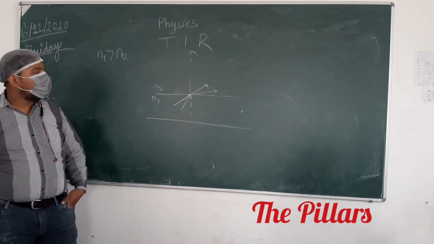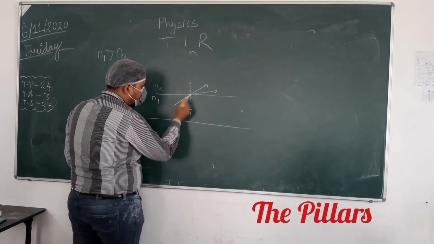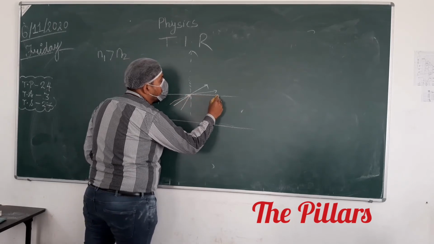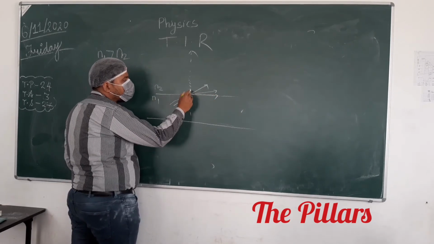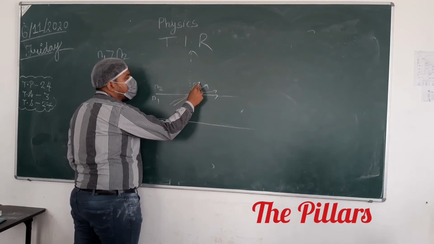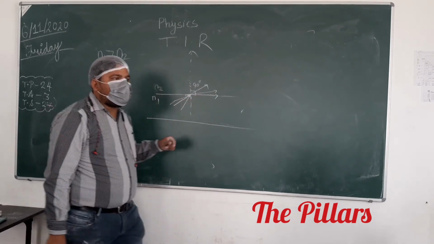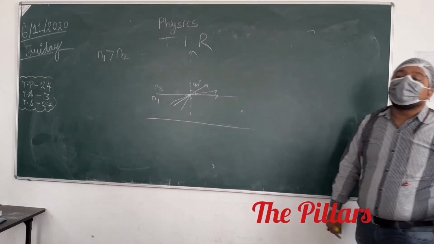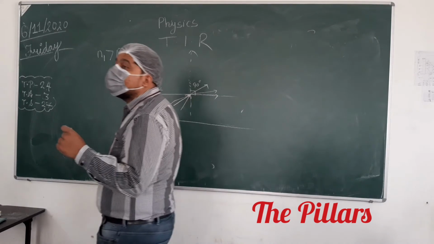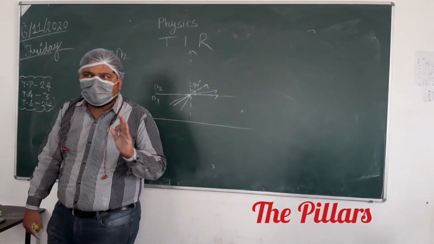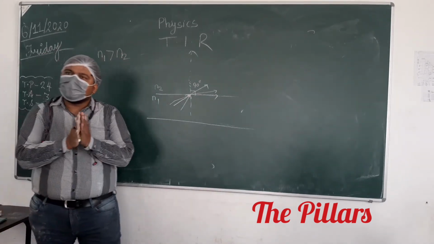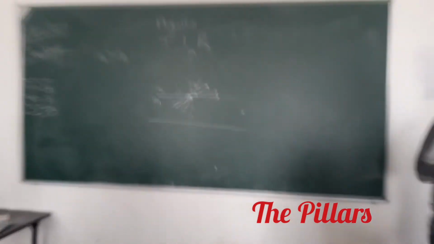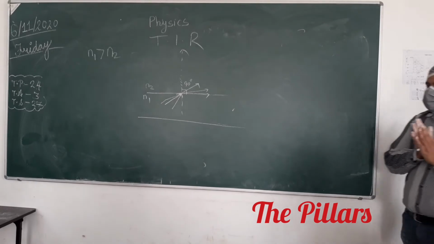At some angle, it has become along the interface. So what is the angle of refraction in this case? 90. The angle of incidence corresponding to which your angle of refraction becomes 90 degrees, that angle is called the critical angle. Sure? Any confusion?